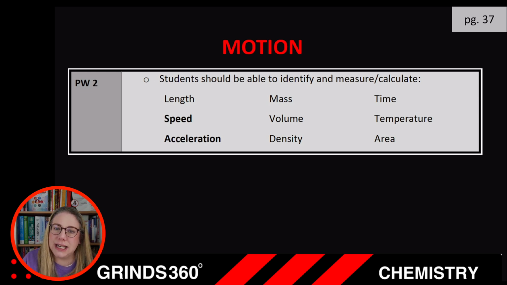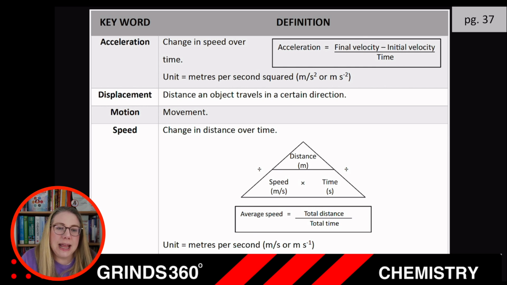Students should be able to identify and measure or calculate each of the following variables. Now the ones that you're going to study in this topic are speed and acceleration. The rest of them will be covered in different areas in the physics topic.